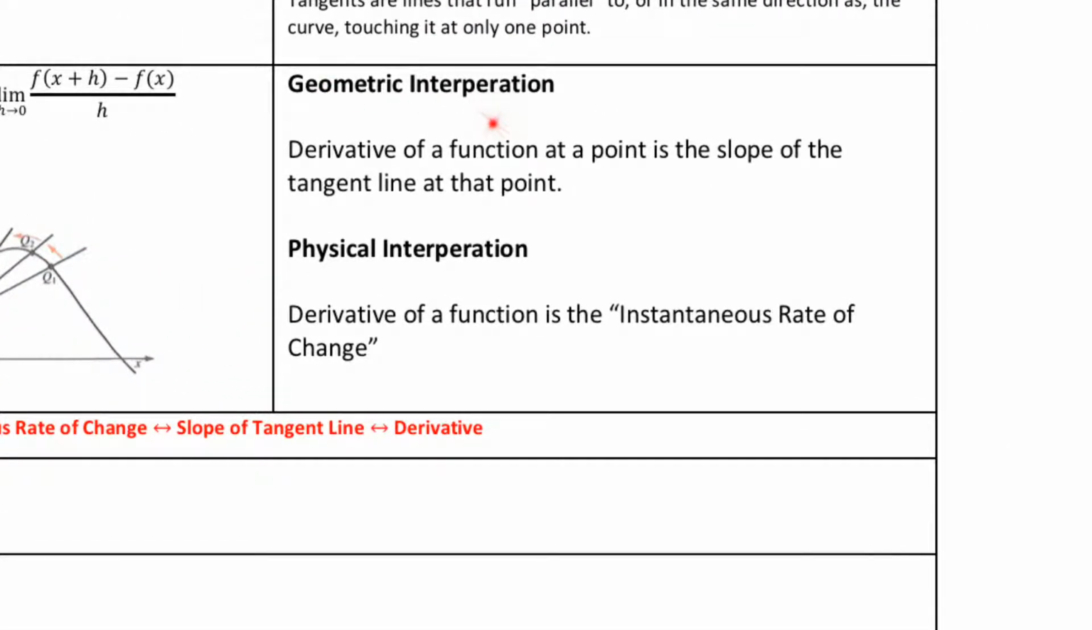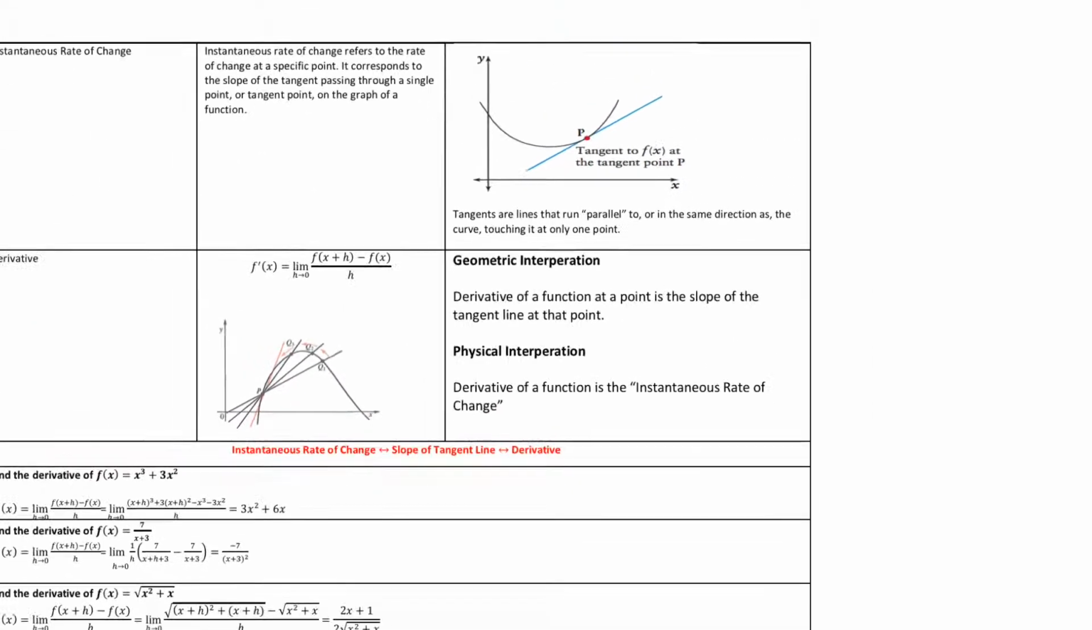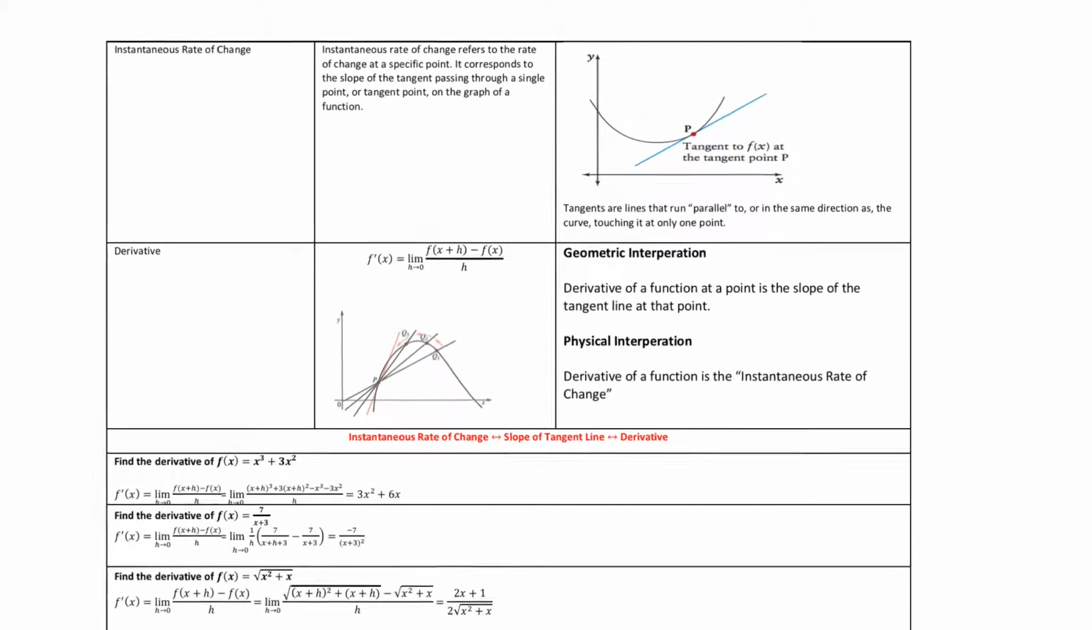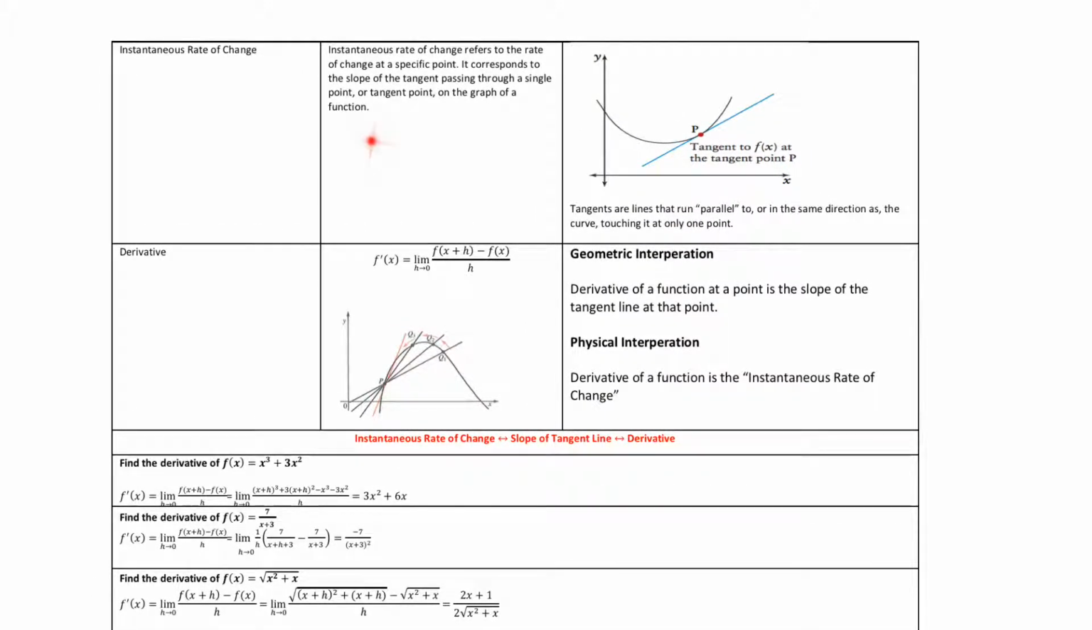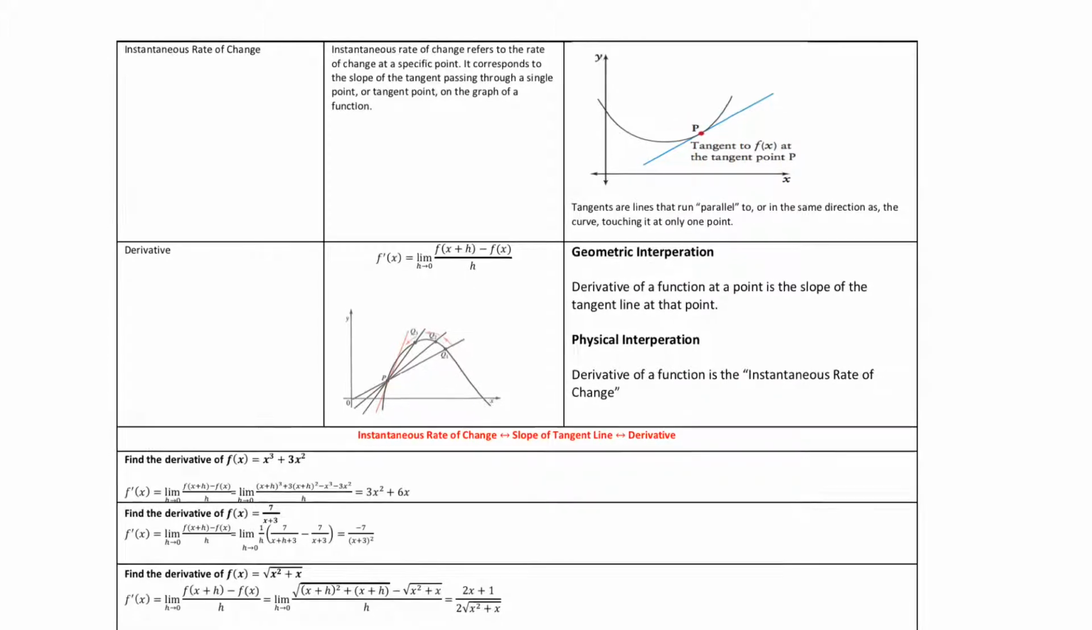The geometric interpretation of derivative is: the derivative of a function at a point is the slope of the tangent line at that point. And the physical meaning of the derivative is the instantaneous rate of change of the function at that point. One more time, the instantaneous rate of change of a function refers to the rate of change of the function at a specific point. It corresponds to the slope of the tangent line at that point.